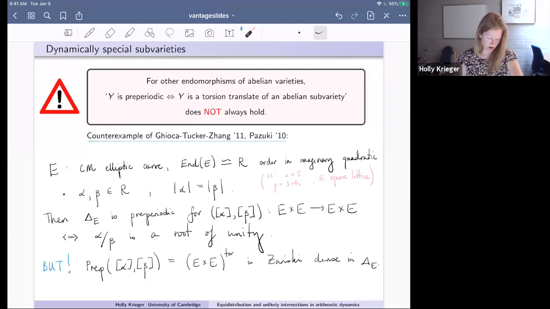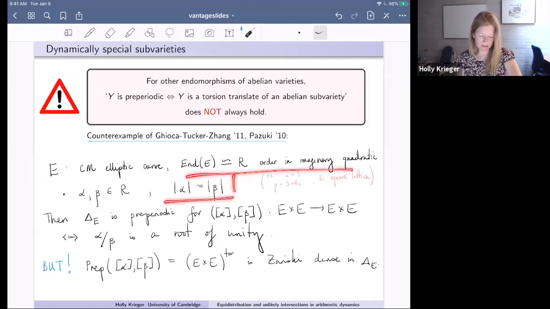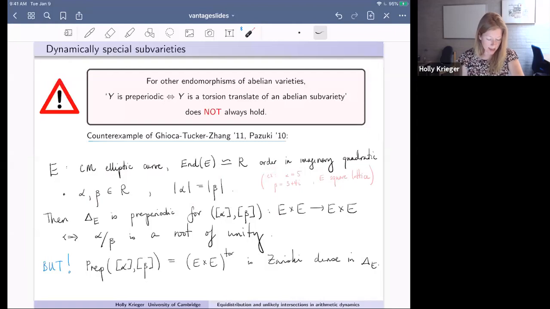So here is a very concrete example. Let me take an elliptic curve with complex multiplication, okay? And let me take two elements of its endomorphism ring, which I identify with some order, two elements which have the same size, okay? Then it's not so hard to show that the diagonal in E cross E is pre-periodic for the split map, which multiplies by alpha in the first coordinate and beta in the second coordinate, if and only if the quotient alpha over beta here is a root of unity.